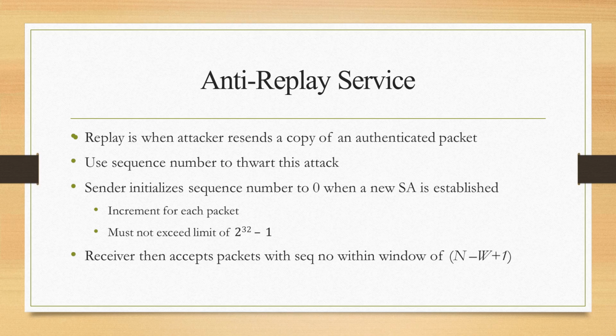So when a new SA is established, the sender initializes a sequence number counter to 0. Each time a packet is sent on this SA, the sender increments the counter and places the value in the sequence number field. Thus, the first value to be used is 1. If anti-replay is enabled, the sender must not allow the sequence number to cycle past 2^32 - 1 back to 0.